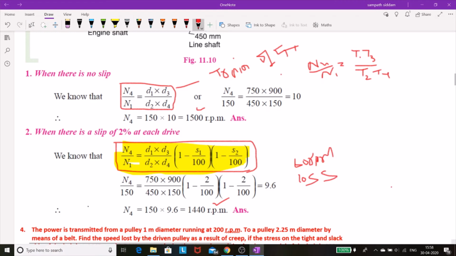Okay, so this is about the problem number 3. So let's move on to the problem number 4. I hope I'm clear till here. Problem number 3.